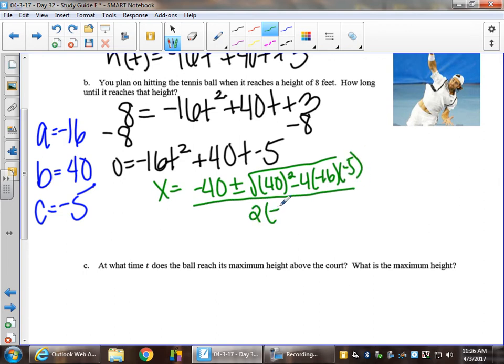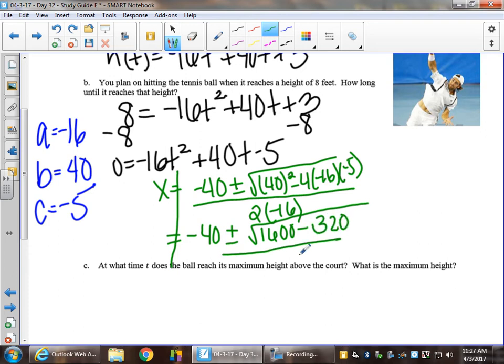Okay, do we match so far? Yeah. What is 40 squared? Okay. Am I going to have a plus sign or a minus sign? Minus. Yes, because negative times negative times negative. All those are negative.